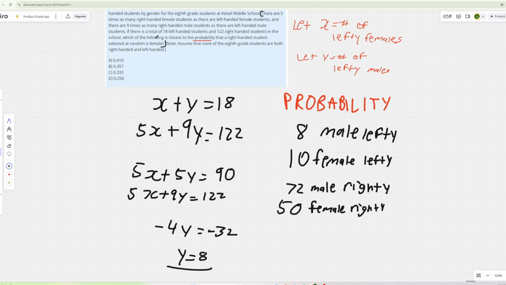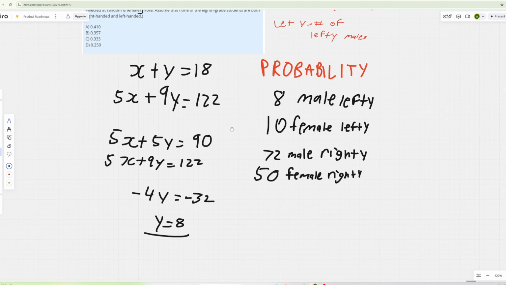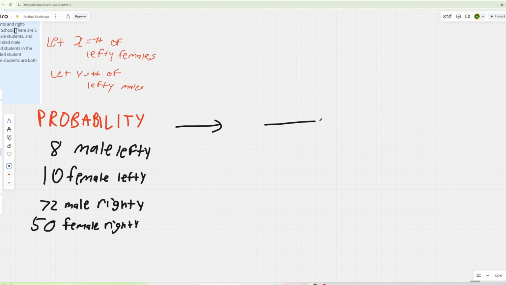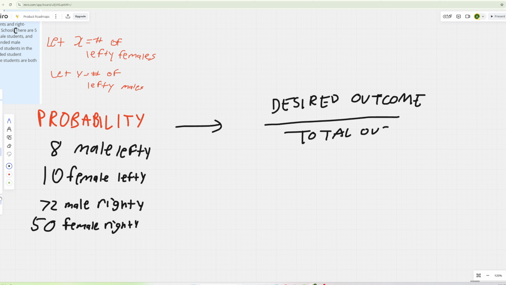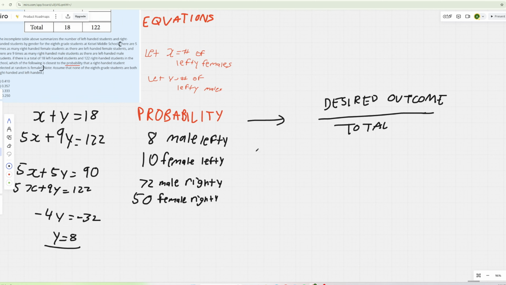Now they want a probability. Which of the following is closest to the probability that a right-handed student selected at random is female? Okay, so what is probability again? Probability is just our desired outcome over total outcomes, or total possibilities. I'll just write total. So that's a right-handed student selected at random. So what's our total? It's the right-handed students. We're picking out of like a bag of right-handed students. How many right-handed students are there? There are 122.